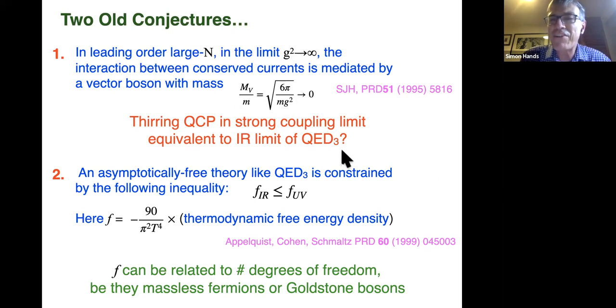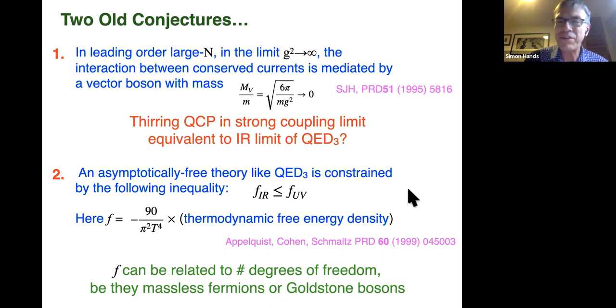If you have a theory of conserved currents interacting via a massless vector boson, that sounds a lot like QED in 3 dimensions. So it's at least plausible that the strong coupling limit of the Thirring model, in other words, the model defined with the critical number of flavors, is equivalent to the infrared limit of QED3, which is a theory which has also been postulated to have a critical point, but this time in the infrared limit. What can we say about QED3? Well, there's a very interesting paper written by Appelquist and collaborators around the turn of the century, who postulated that any asymptotically free theory must be constrained by some inequality, roughly to do with counting the number of degrees of freedom of the effective descriptions either in the infrared limit or the ultraviolet limit. I don't want to go too much into this, but it coincides with the thermodynamic free energy density, this function f.